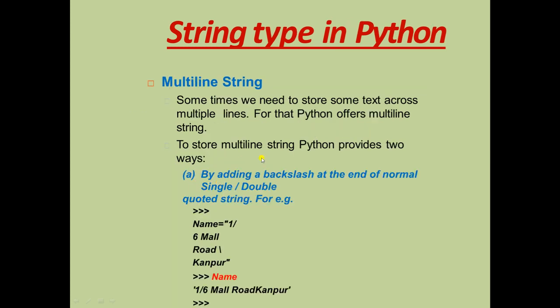Now multi-line string. Sometimes we need to store some text across multiple lines. For that Python offers multi-line strings. For this you first add a backslash at the end of a normal single or double quoted string. So here you write name is equal to inverted comma 1, then slash, 6 Mall Road, slash, Kanpur. This slash is for continuing 1/6 Mall Road onto a single line. So when you print the value of name, it will show 1/6 Mall Road Kanpur. It will not show any space after the slash.